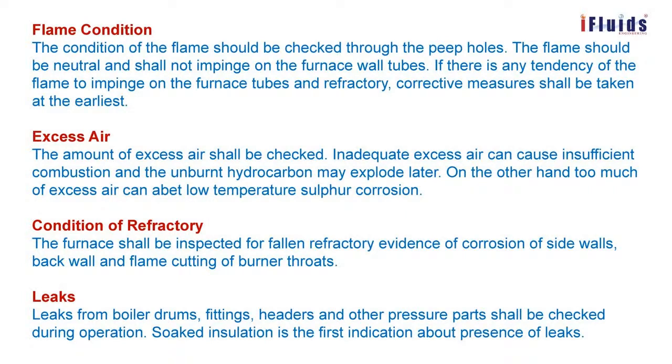Condition of refractory: the furnace shall be inspected for fallen refractory. Suppose a refractory has fallen down from its wall mounting, what happens? The flue gas inside the furnace, that is the combustion zone, will cross the removed debris and touch the metal surface. If it touches the metal surface, a localized high temperature will be raised. Because of this, some kind of corrosion occurs, and there is a possibility of developing a hole in that area.